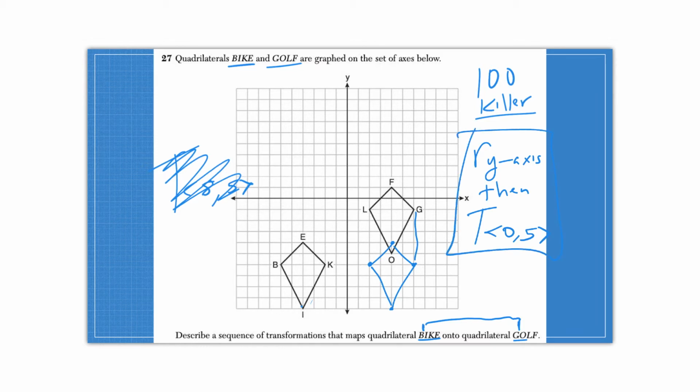So be very careful to keep your eye out for these orientation tricks. There's a reason that they made this shape symmetric. It's because they were hoping you wouldn't catch on that there was a reflection involved.